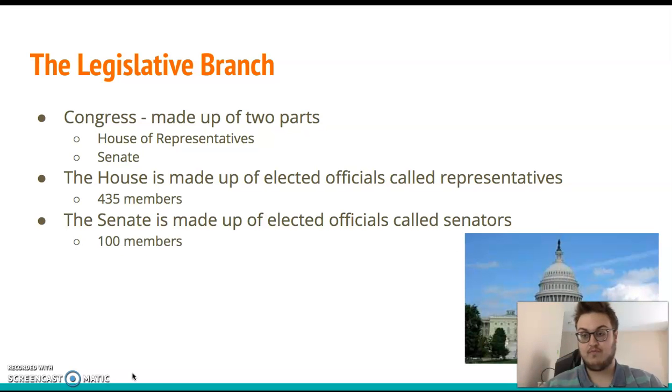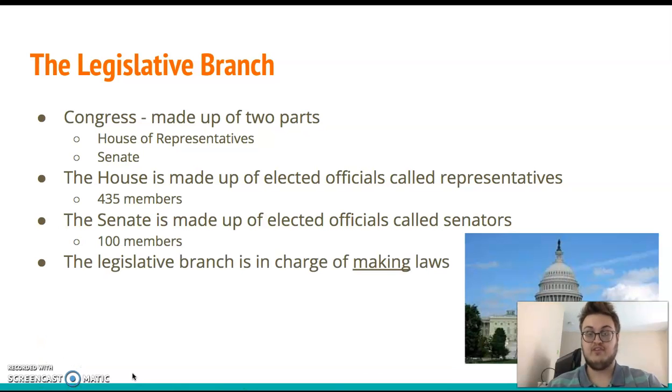Then there is the Senate, which is made up of elected officials called senators. There are currently 100 members of the Senate. There are two senators from each state. So there's an equal amount from each state, and there's 50 states, so 100 members. The legislative branch is in charge of making the laws.